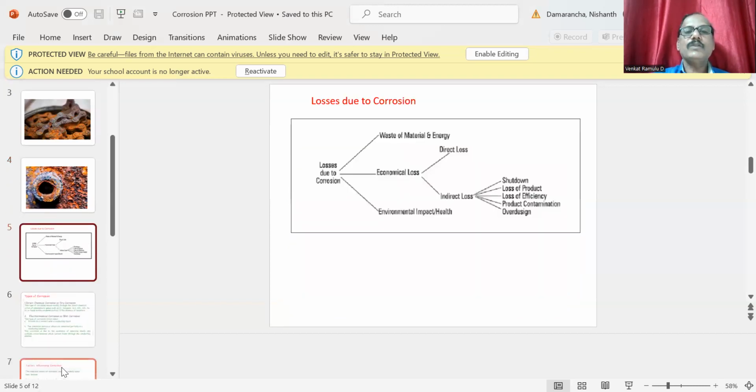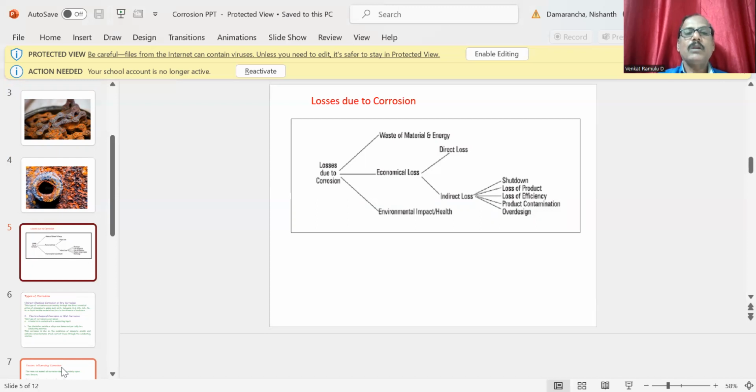Now, what are the effects of corrosion and what are the problems of corrosion? Here we have three types of problems or losses because of corrosion. Number one is waste of material. The material which is undergoing corrosion is almost waste. Metals are very valuable, but we are losing valuable metallic material because of corrosion. That's why waste of material takes place.